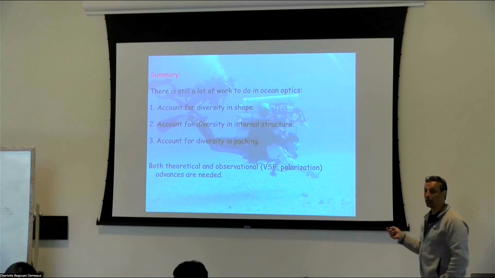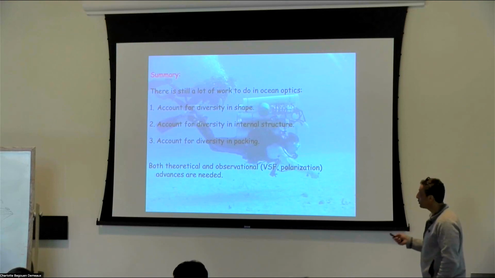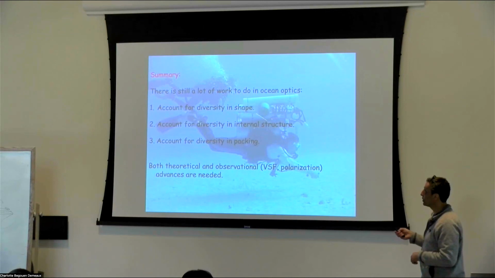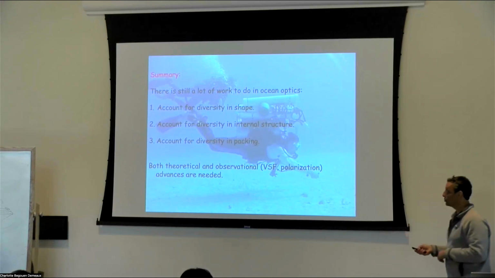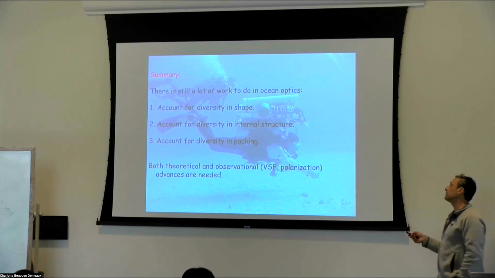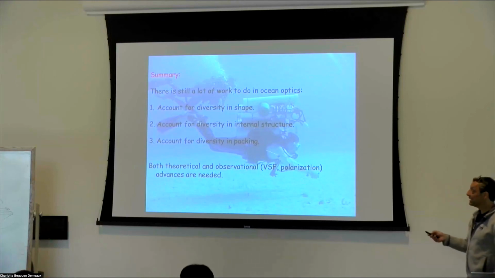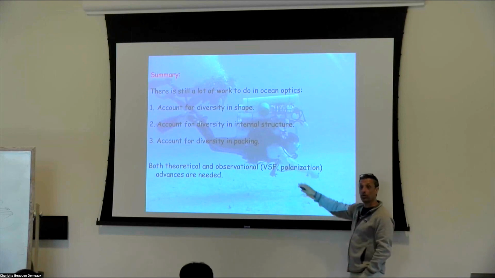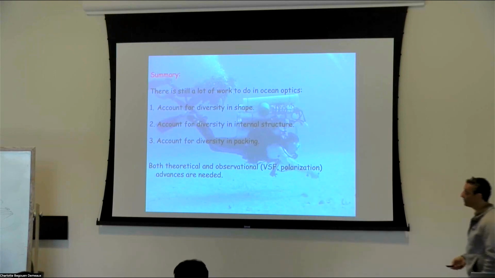There's still a lot of work to do in oceanography. We need to account for diversity of shape. We need to account for internal structure. So far, none of the models has the internal structure really well described, and accounts for the diversity impact. So all of these are for you guys to do better than we have. Both theoretical and observational advances are needed. And there's a lot of hope, and you haven't talked about polarization, that this could add more information that could help us constrain more about the particles than we can currently do.